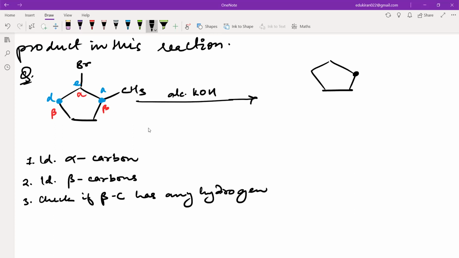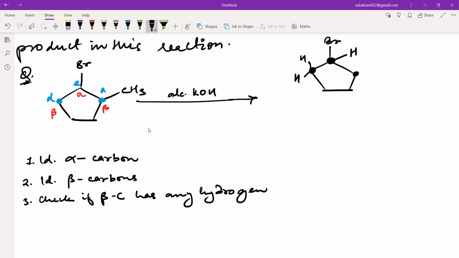Now in a bond line structure, what happens? This is our carbon. How many bonds is it making now? Three. So you will just add one more bond, and that will be satisfied by hydrogen. So one hydrogen. And here, how many bonds is it making? Visibly 2. So how many hydrogens should I add to make it 4? Two.